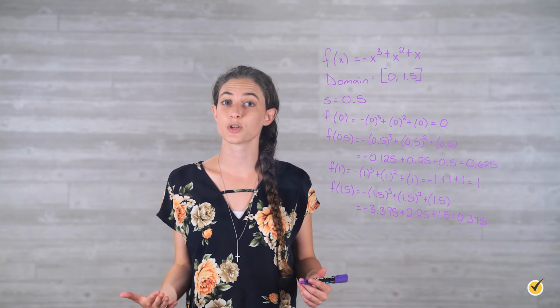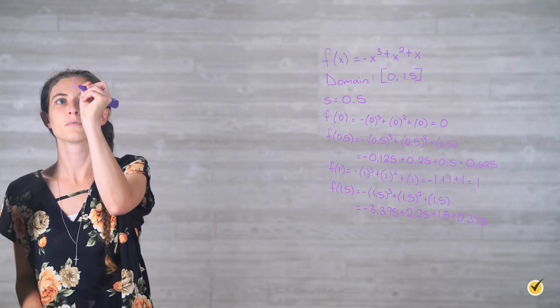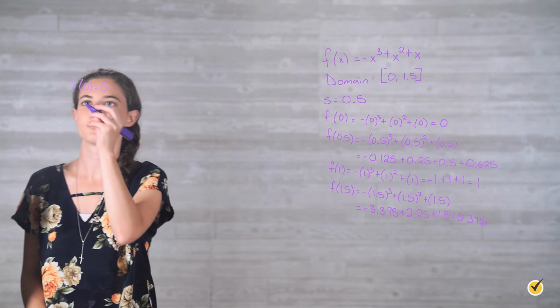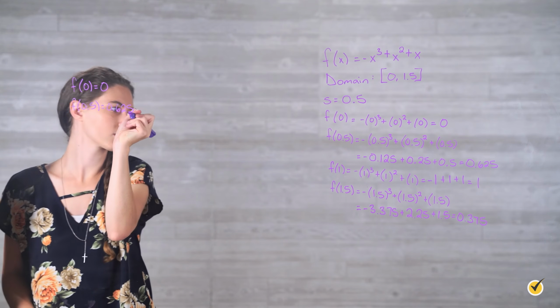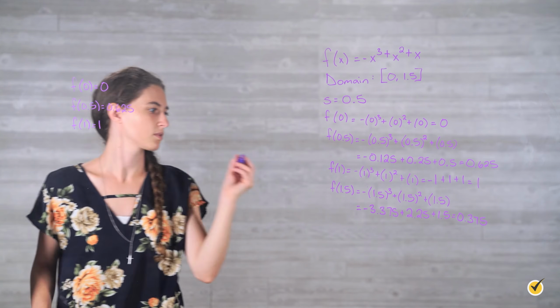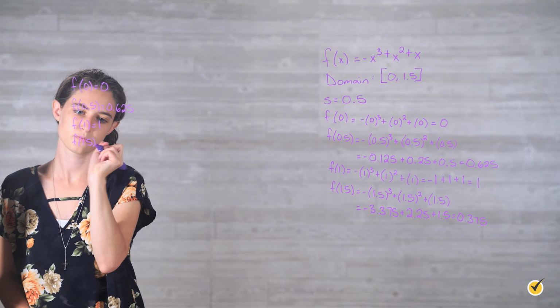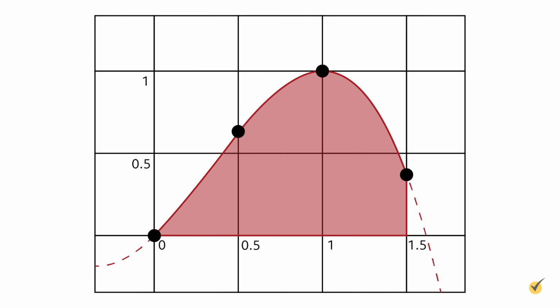Let's create a list of these values so we can reference them when we start finding the areas of our trapezoids. So f of 0 is equal to 0. F of 0.5 equals 0.625. F of 1 is equal to 1. And f of 1.5 is equal to 0.375. From these calculations, we can tell that the function goes up until it peaks, then starts coming down again, which is reflected in its graph.